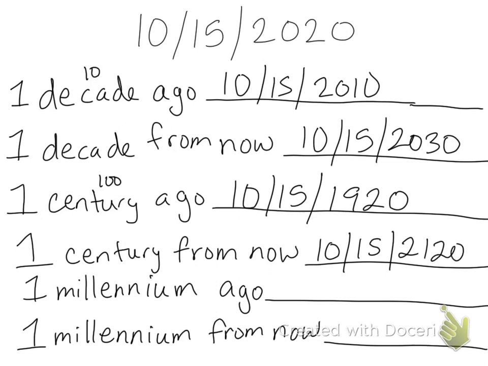Okay. All right, a century from now, well, that would be October 15th, 2120. A millennium ago, that's 1,000 years. So that would be October 15th, 1020. And a millennium from now would be October 15th, 3020.